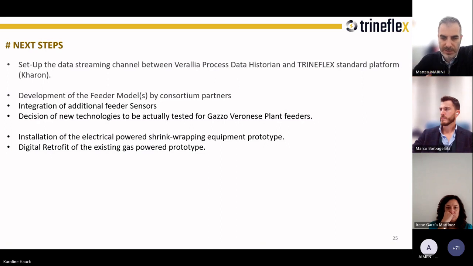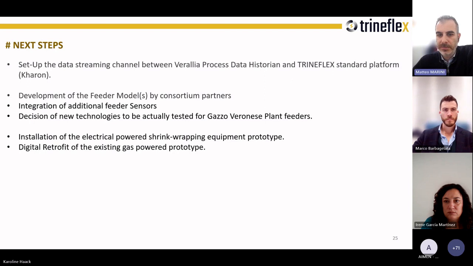A little bit, let's say, in the future, but still next is the installation of the new additional sensors on the feeder that we need for the feeder models. We are talking about glass height sensors and a possible sensor that will measure the opening level of the chimneys. This will all occur, hopefully, before the end of this year. Also, the installation of the electrically powered shrink wrapping equipment prototype will occur before the end of this year. Next slide, please.